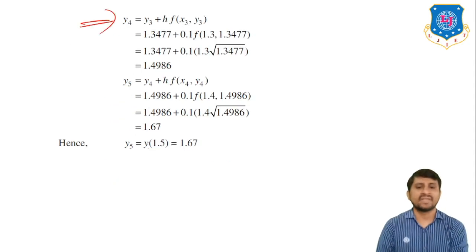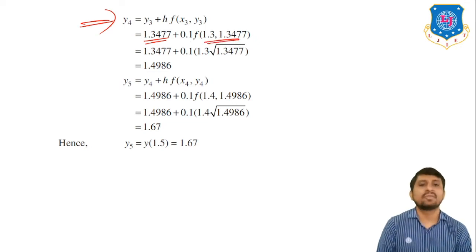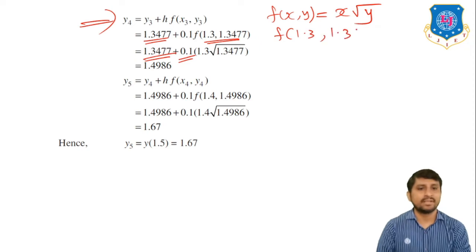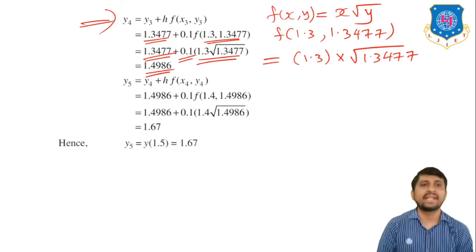Find y4. Y4 is y3 plus h f of x3 y3. So 1.3477 plus 0.1 f of 1.3 1.3477. Don't forget f of x y is x root y. So f of 1.3 comma 1.3477 is nothing but 1.3 into square root of 1.3477. And the final answer is 1.4986.